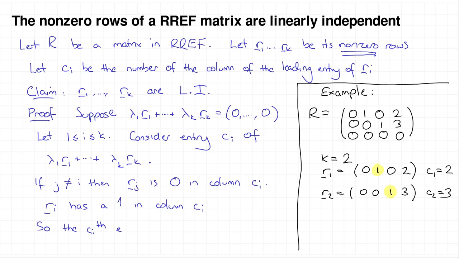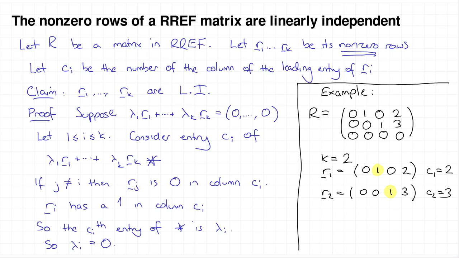So the c_i-th entry of our linear combination, let's call it star, lambda 1 times r1 plus lambda 2 times r2 up to lambda k times rk, is just lambda i. But remember, this linear combination is equal to the zero row vector. So lambda i equals zero. That argument works for any i between 1 and k, and therefore we've shown all of the coefficients in that linear combination were equal to zero, which is what we need for linear independence.